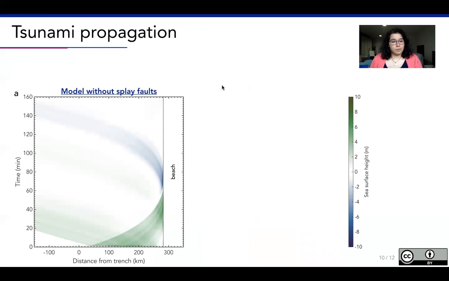First, again, for the model without splay faults, it looks like this. And we see a rather broad wave going towards the beach. This again is distance from the trench with time, plotting the sea surface height here. And this rather large broad wave goes towards the beach and results in inundation there.